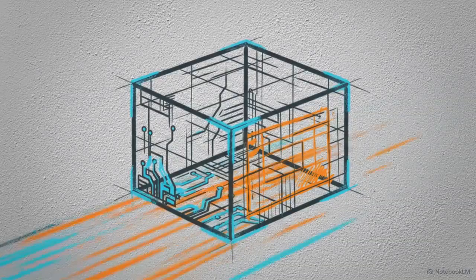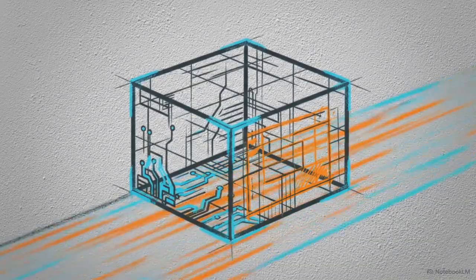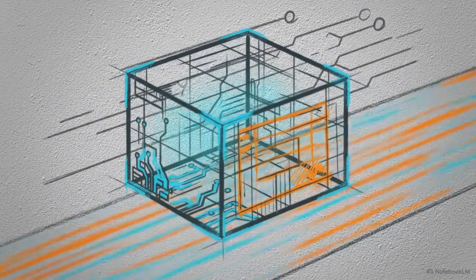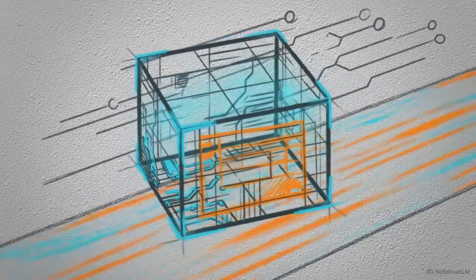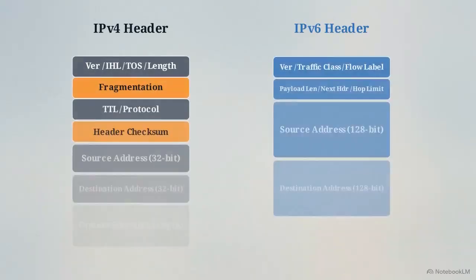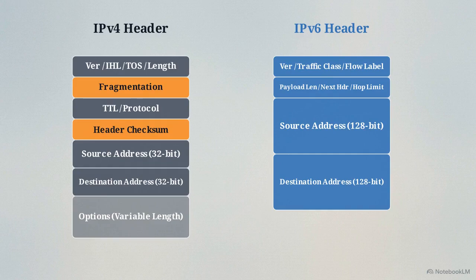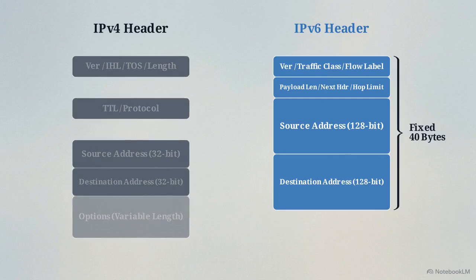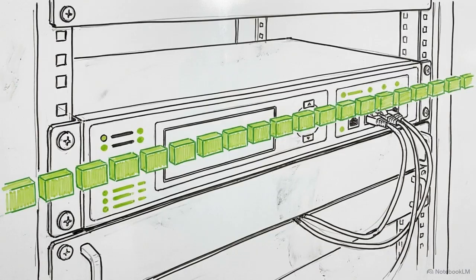Beyond address size, we must examine the shape of the data itself, specifically the packet header, the shipping label for digital information. As this diagram illustrates, despite longer addresses, the IPv6 packet design is simpler. It uses a streamlined, fixed-size base header, removing complex, outdated fields like header checksum and fragmentation, leaving a lean layout. Standardizing the header size allows core internet routers to process and forward packets with less computational effort than the legacy format required.